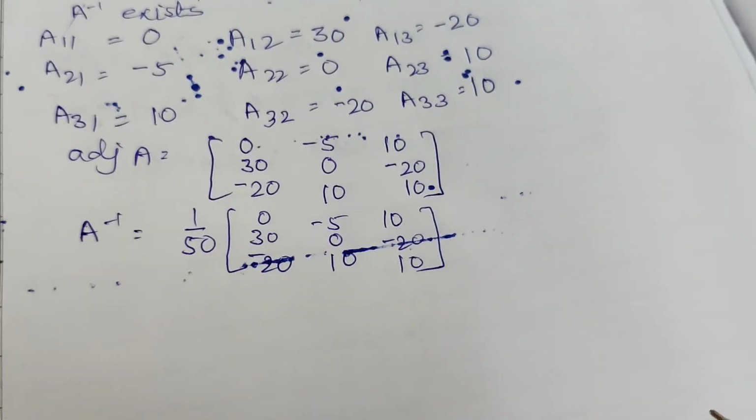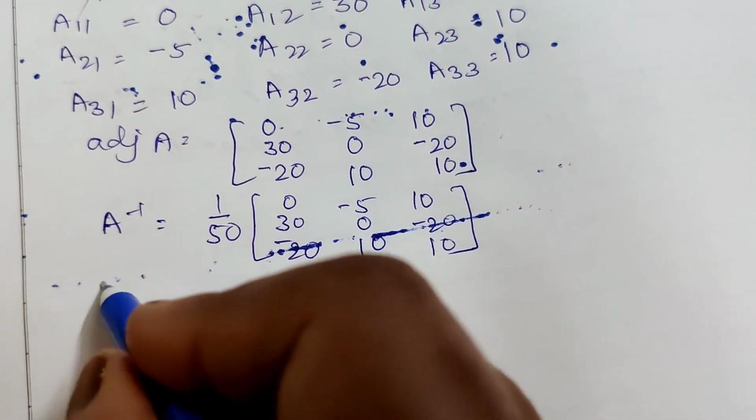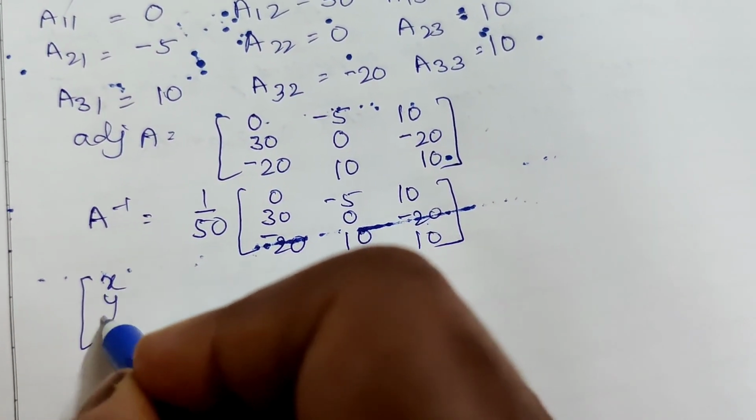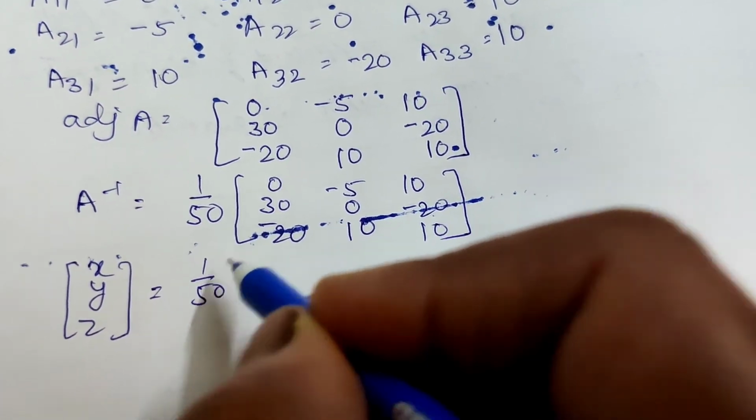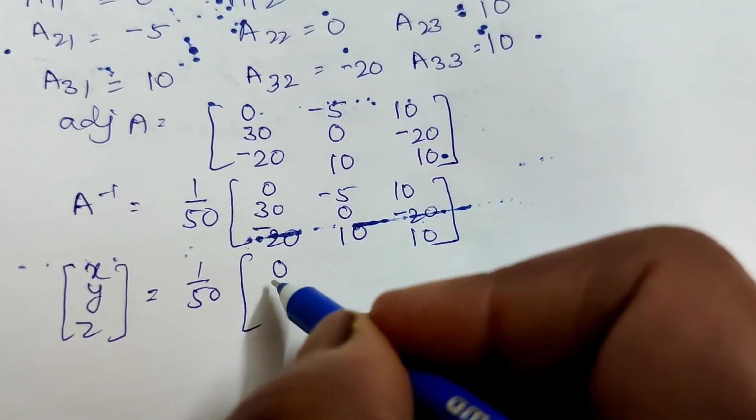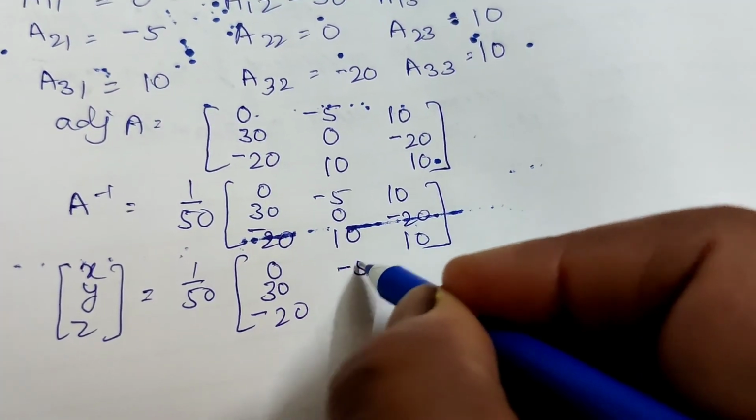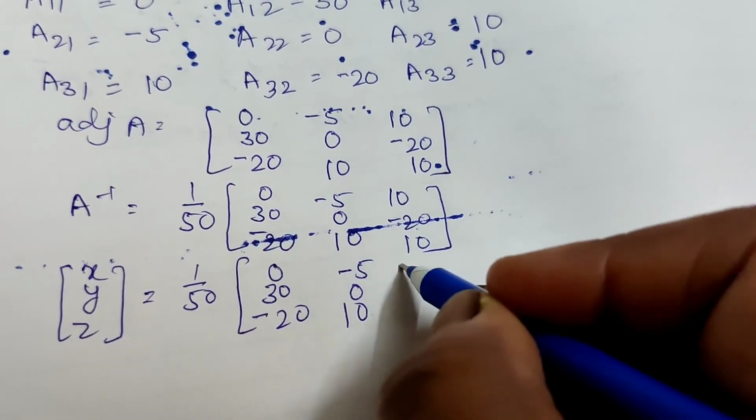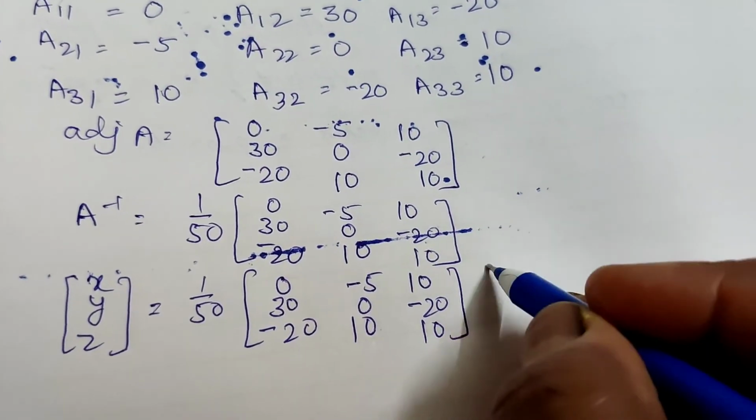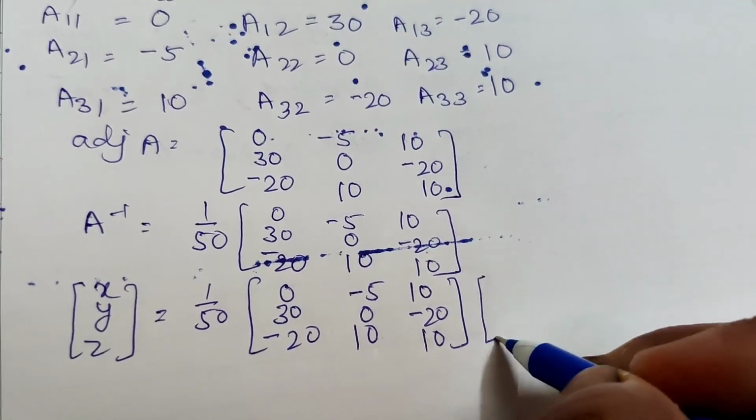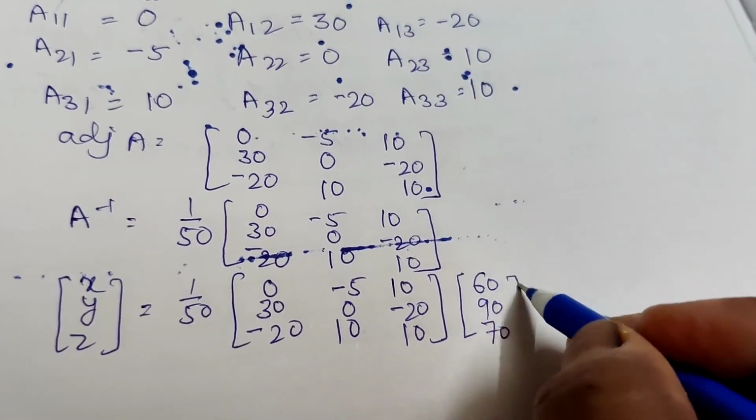Now find the X. X means x, y, z. Okay, 1 by 50, 0, 30, minus 20, minus 5, 0, 10, 10, minus 20, 10 multiplied to 60, 90, 70.